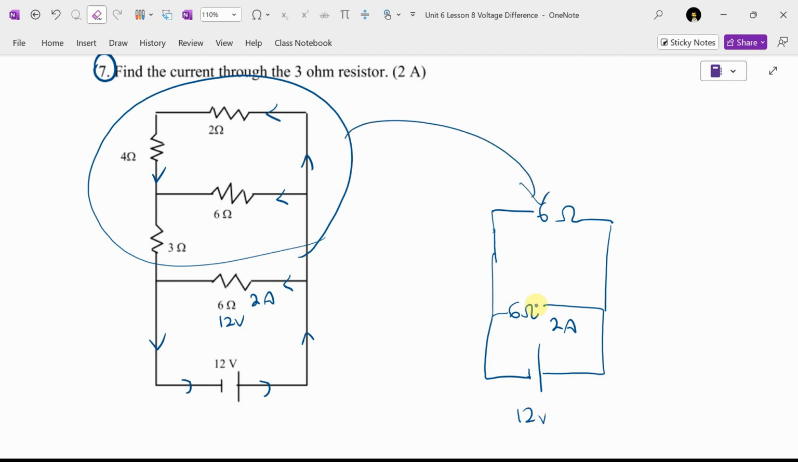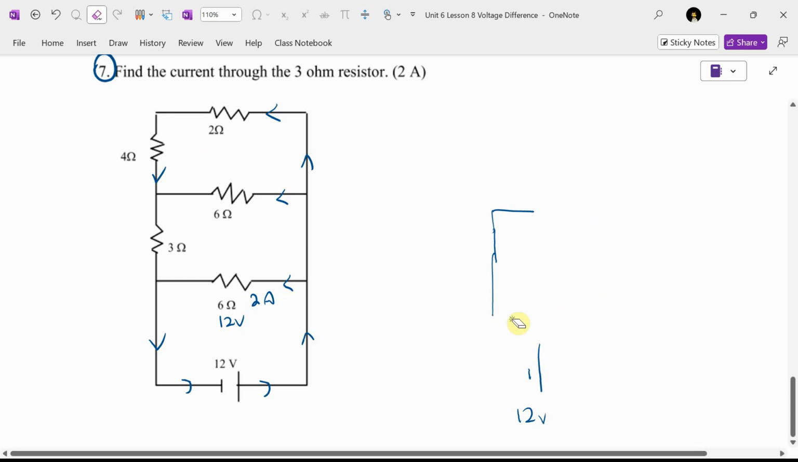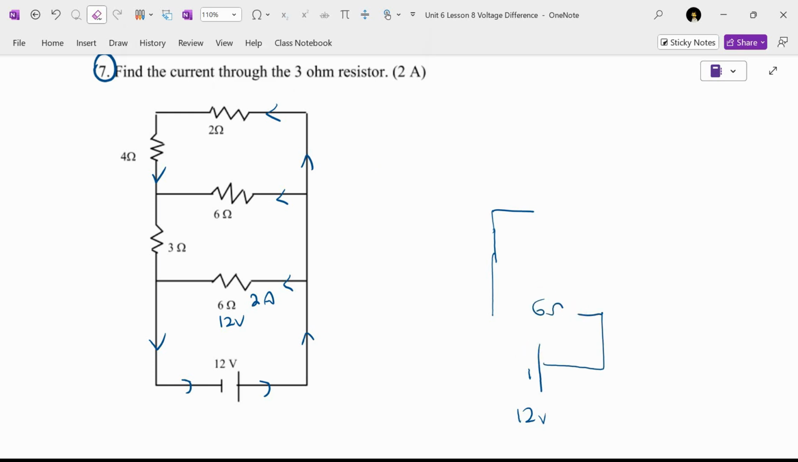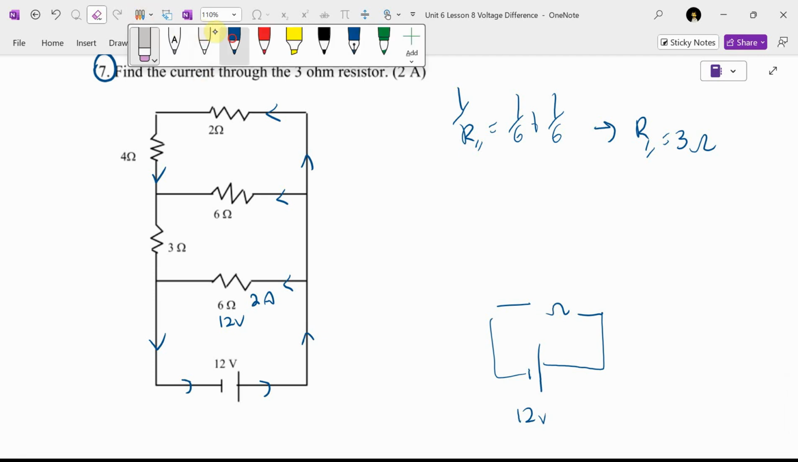Ooh, and now I have two 6 ohm resistors in parallel. You know what? That's going to be 1 over 6 plus 1 over 6. I just did that. Let's get rid of this 2 amps. I can tell you that this whole messy circuit is the same as, so I had a 6 ohm and I had a 6 ohm. If I go 1 over R parallel is 1 over 6 plus 1 over 6. That's 2 over 6. This is the same as a 3 ohm resistor. This whole mess can vanish.